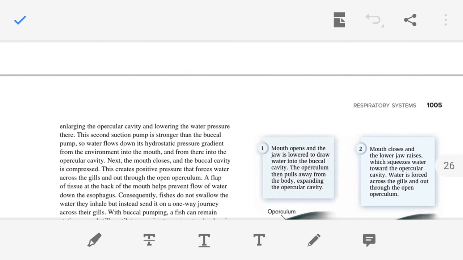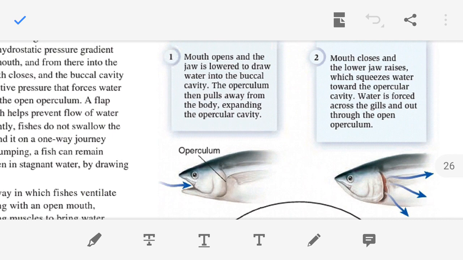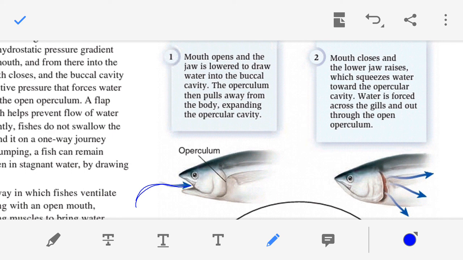Now here in this figure, you see how water is entering into the fish mouth. Here water is released. Operculum, this flap-like structure, is the operculum, and this operculum covers the gill. So when the operculum opens, what happens? This water is released out. Now what is the use? Water entered from the mouth and water came out. Now how is this going to benefit the fish? That thing we are going to discuss now.